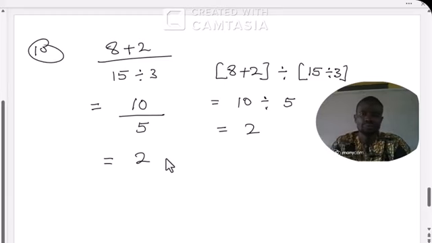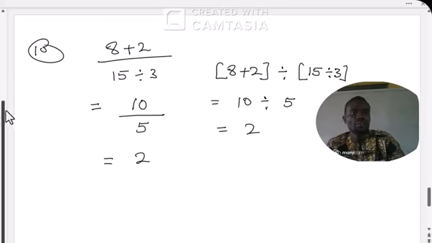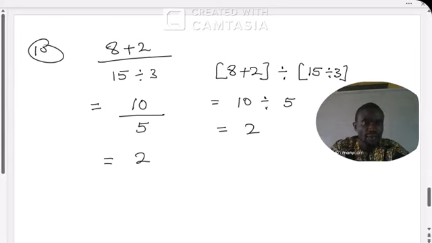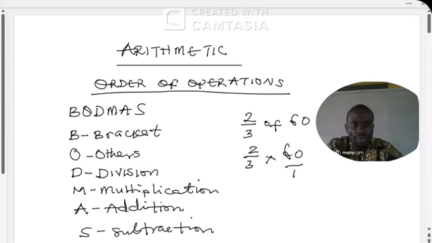So now let me give you the assignment. Before the assignment, let me do a recap of what we did so far. So we have order of operation. Don't forget, BODMAS is the order of operation. You follow that order. Otherwise, if you don't follow that order, you get a wrong answer. But if you follow the correct order as given here, you are going to get the correct answer.